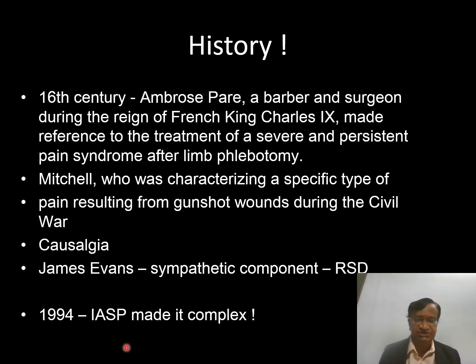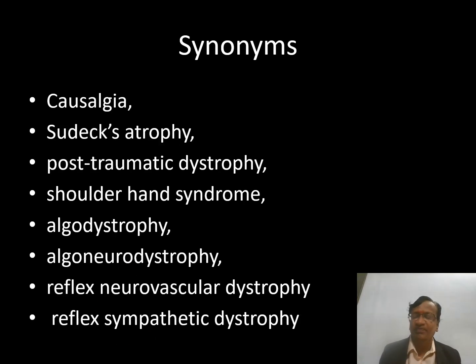The International Association for the Study of Pain made it complex regional pain syndromes. There are a lot of names: causalgia, Sudeck's atrophy, reflex neuromuscular, shoulder-hand syndromes, RSD, reflex sympathetic dystrophy.